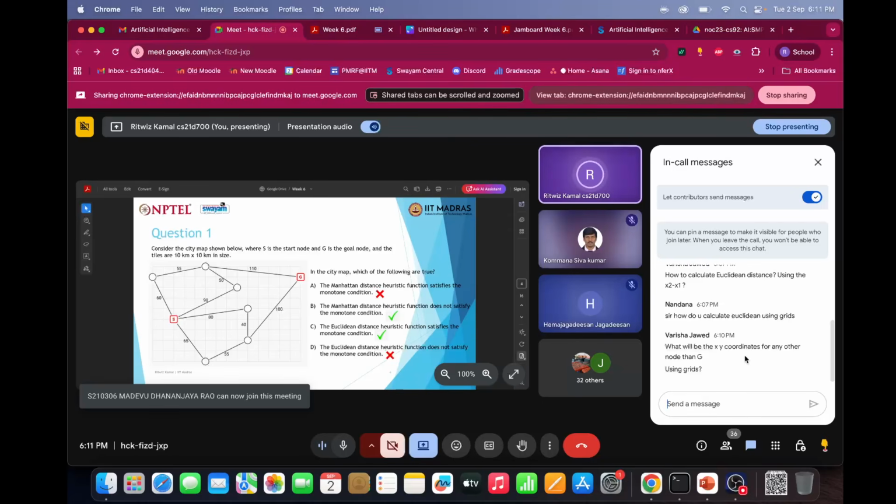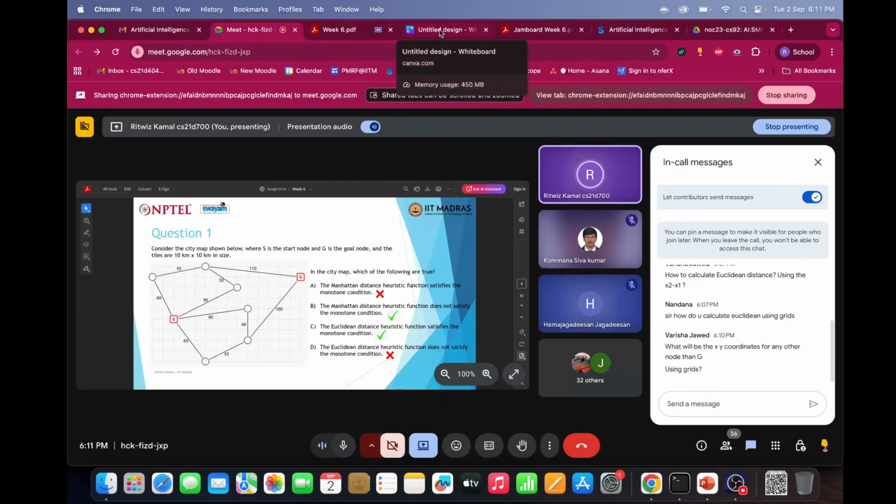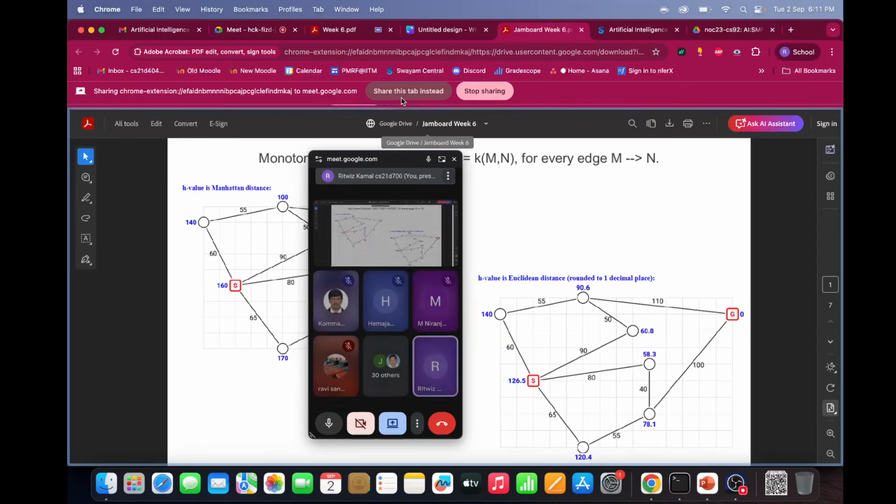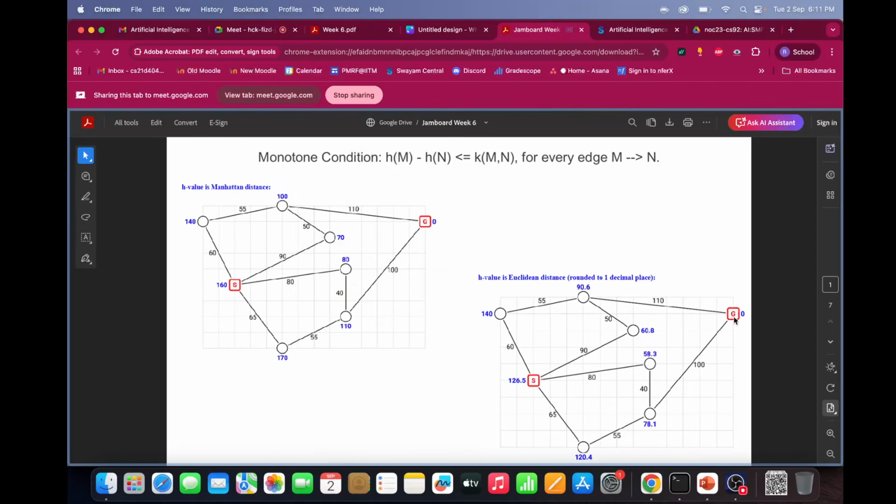What will be the xy coordinates for any node other than G? Maybe I can just show you a sample of that. Let's say this is your origin, 0, 0. Anything to the left of it will have negative x values, right? So these positions will have negative x values. Anything above it will have positive y values. So this top right corner, this will have a coordinate of how much? 0, plus 1, because we are moving plus 1 in the positive y, upward direction.